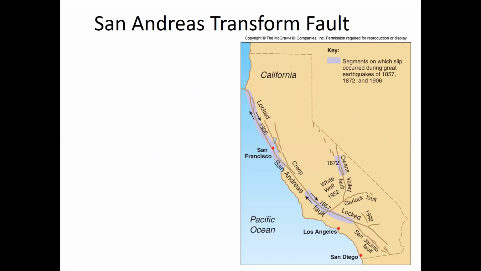And then there's the transform plate boundary known as the San Andreas Fault, which most are probably familiar with. It runs from Northern California down the rest of California to the top of the Gulf of California. These shaded regions are segments of the fault that ruptured recently. So here's the Owens Valley earthquake in 1872. And then we had this rupture in 1857. And then in 1906, we had this large rupture, which really shook San Francisco at the time.